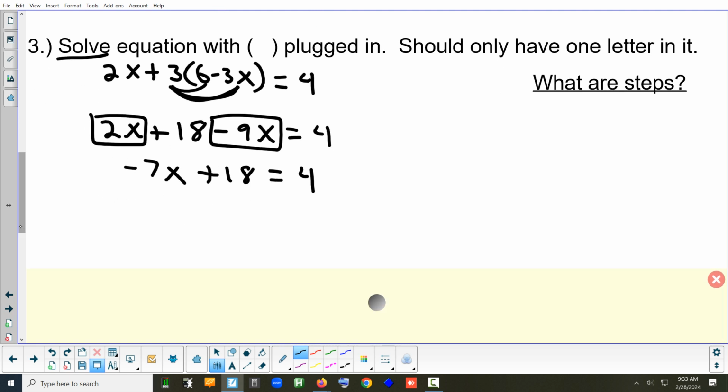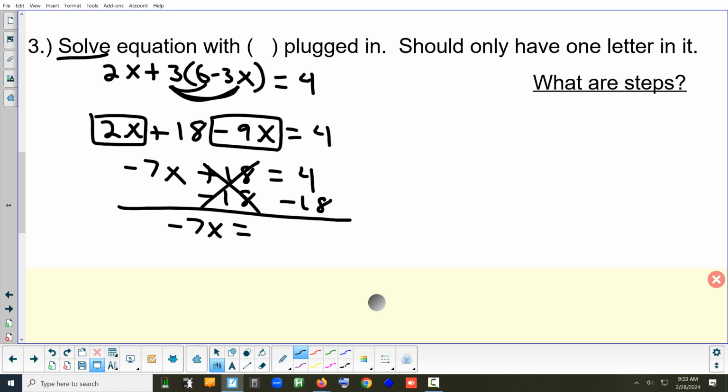What's our next step? You subtract 18 from both sides. So 18 minus 18 is 0. We still have negative 7x. And what's 4 minus 18? Negative 14.